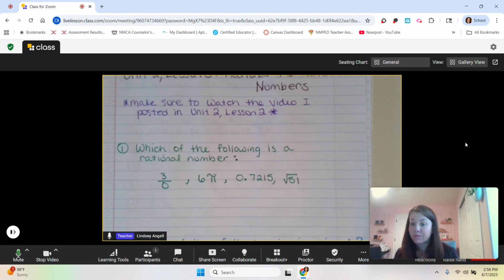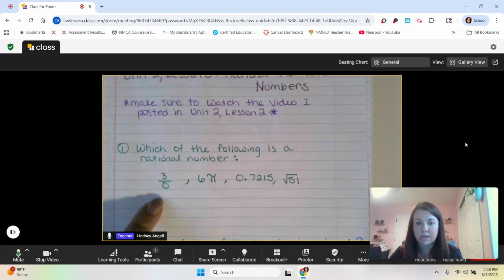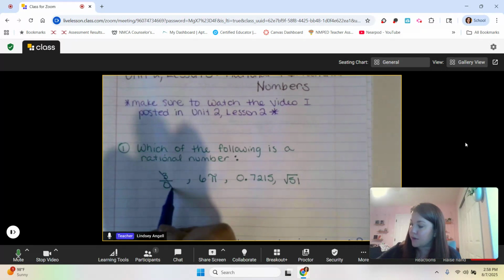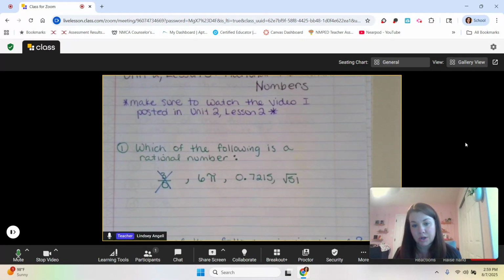All right, so remember, a rational number is a number that can be written as a fraction using integers, where the denominator, that's an important word, right? That's the bottom number in a fraction, can't be 0. So that brings us right here to this first number, 3 over 0. Because the denominator is 0, all right, this cannot be a rational number. That's part of the actual definition of a rational number, okay? So I'm going to cross that one out. That one cannot be a rational number.